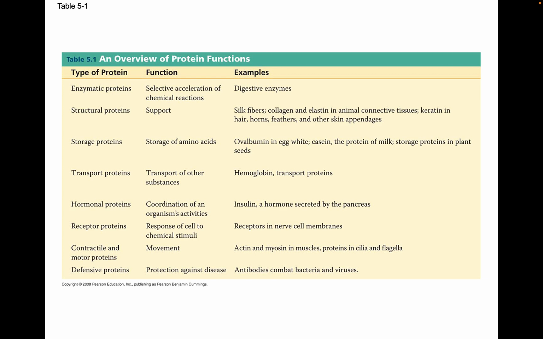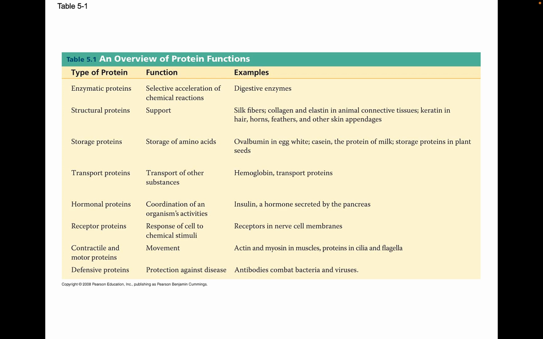They also store amino acids. Case in point, we've already talked about albumin and egg whites. We've talked about albumin in your bloodstream. All of these play a huge role in, I'm sorry, protein storage, so that they're available when we need them.